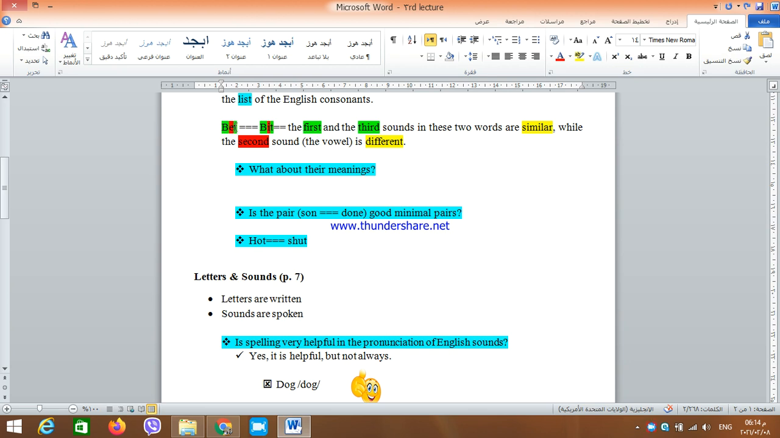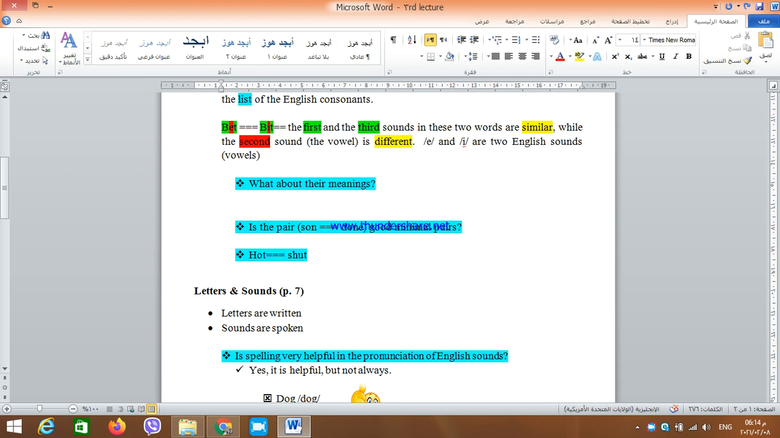And from this example we can conclude that the sounds "e" and "i" are two English sounds that we should realize and put them in the list of, actually they are vowels. Okay, in the list of English vowels.